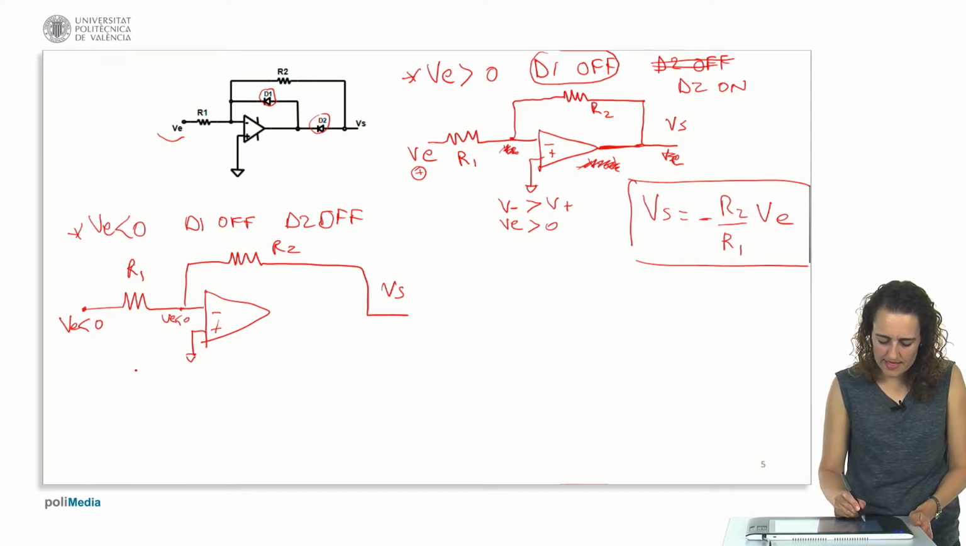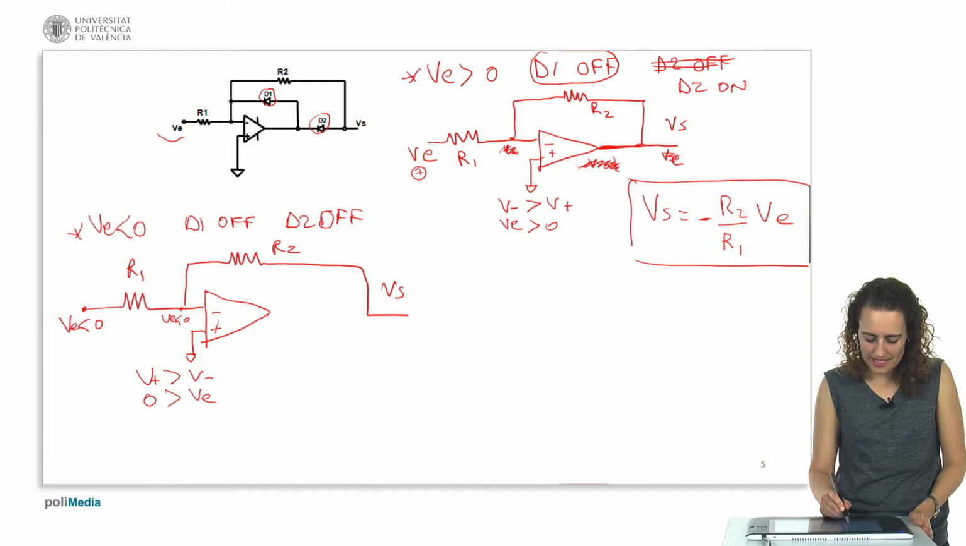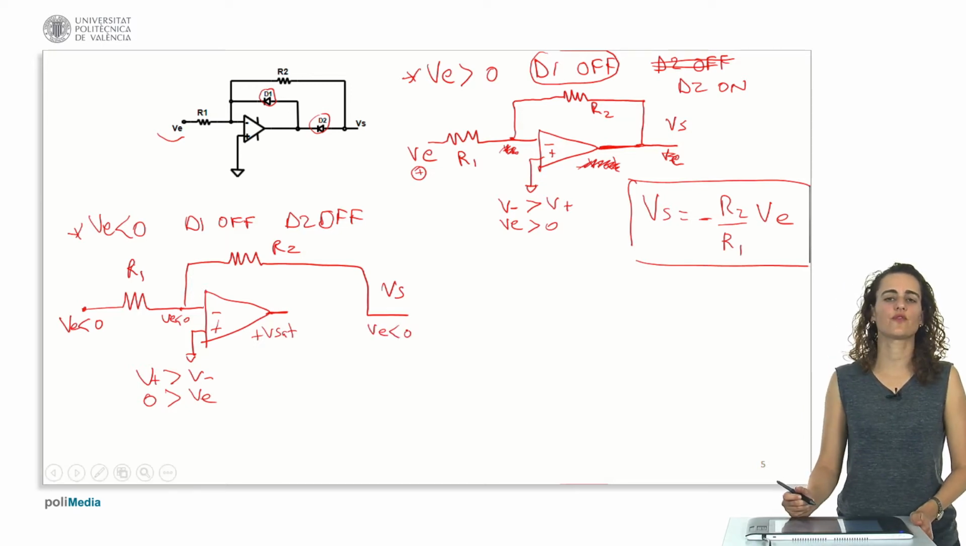And now I can say that V plus is bigger than V minus, because V plus is 0 and V minus is a negative voltage. So that makes that at the output of the operational amplifier, I'm going to have plus saturation voltage. And in Vs, because no current flows, I have VE, which is negative.